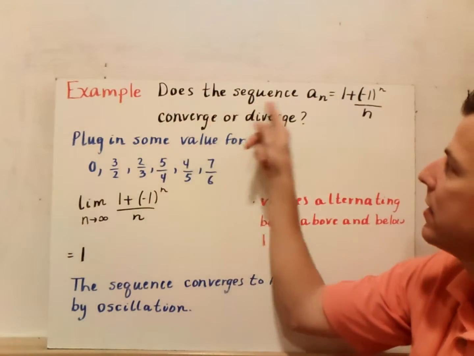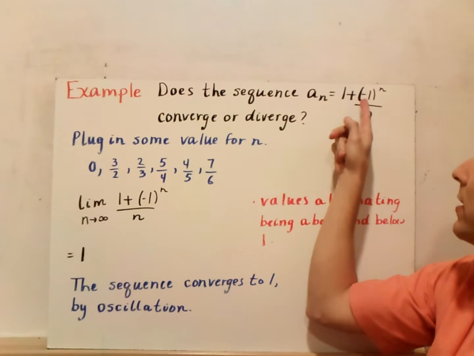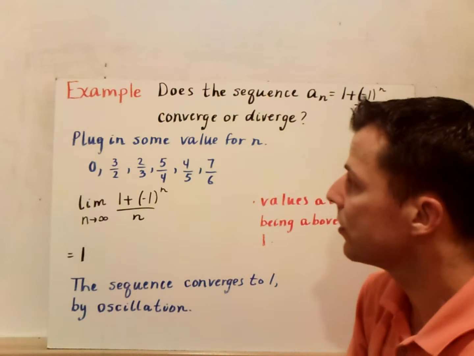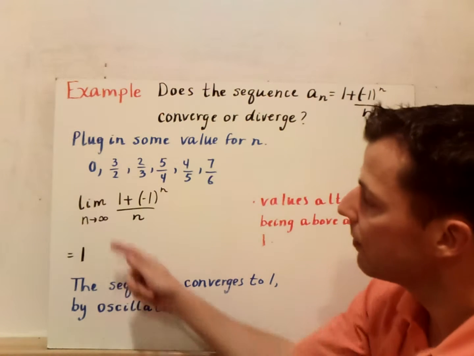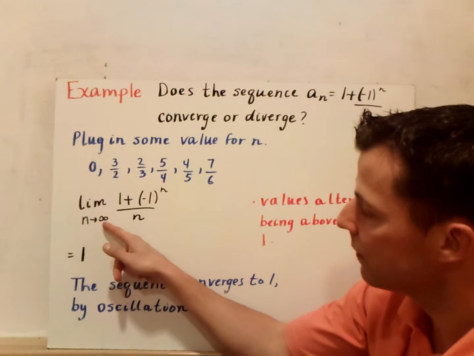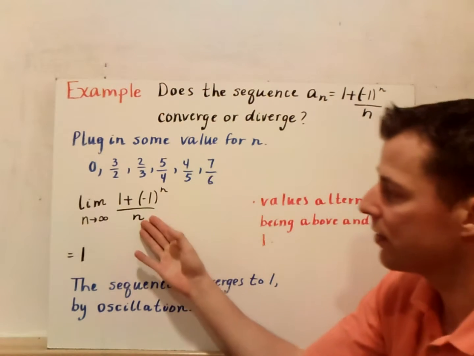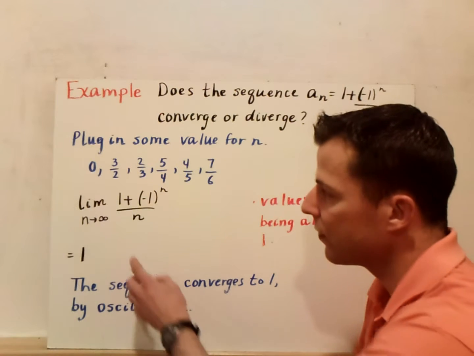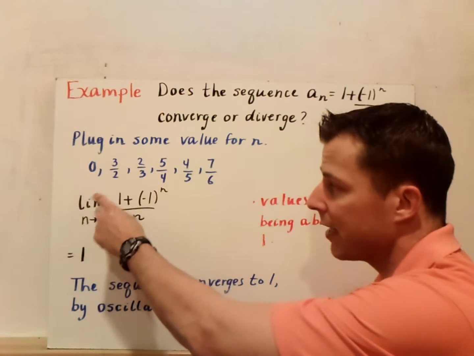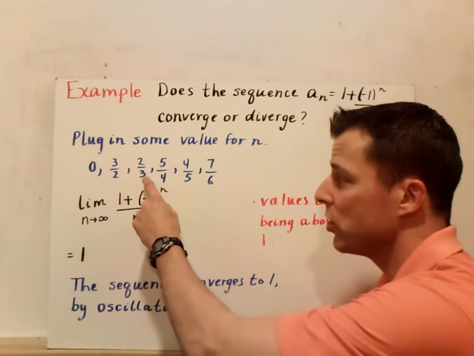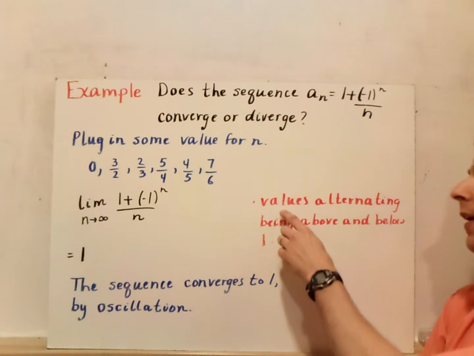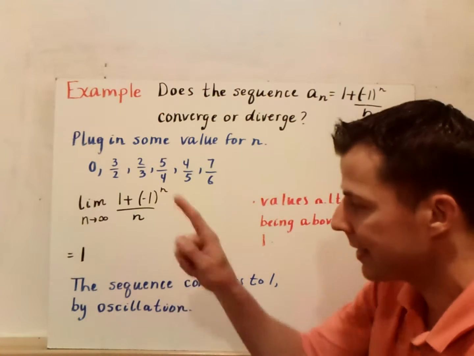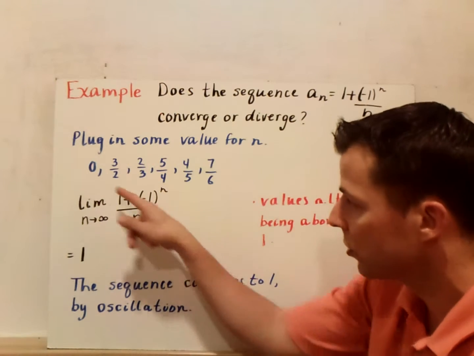Alright, example, does the sequence a sub n equal 1 plus negative 1 to the n power over n converge or diverge? So the idea here is we're going to be taking the limit as n approaches infinity of a sub n. So there's the setup. Now, what I want to do is I put in a few values for n. I can plug in 0, I can plug in 1, I can plug in 2, 3, 4, whatever I want to plug in. And these values are alternating being above and below 1. It's oscillating above 1, getting closer and closer.